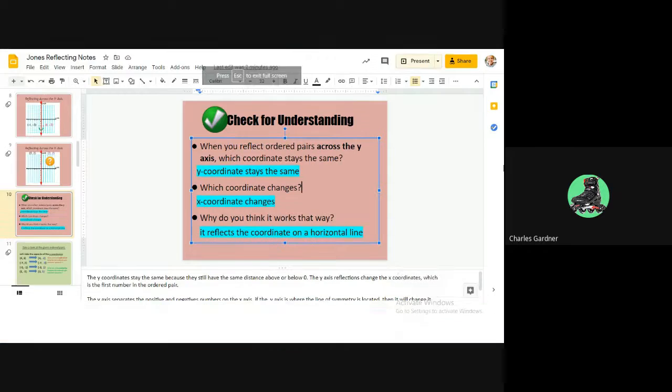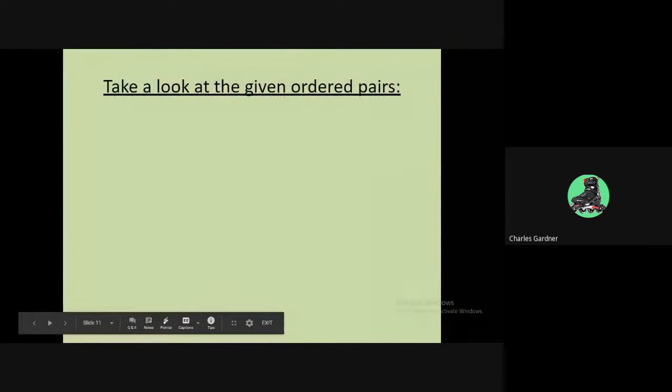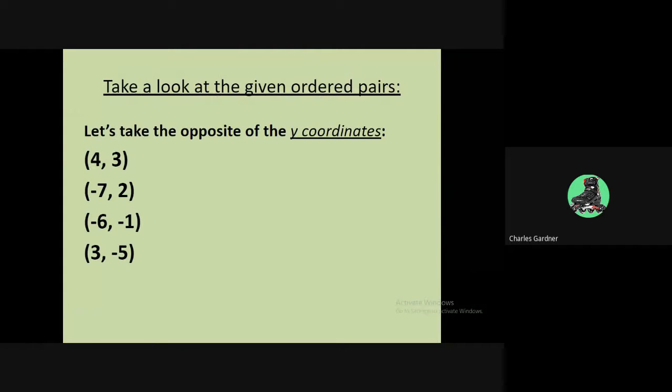So I'm going to present it again just so that we're back in this view, and we're going to go to the next slide. Again, we're going to look at the ordered pairs and talk about how to reflect over the x-axis this time. We're just taking the opposite again. So instead of reflecting it over the up and down axis, we're going to talk about reflecting over our horizontal one, our x-axis.